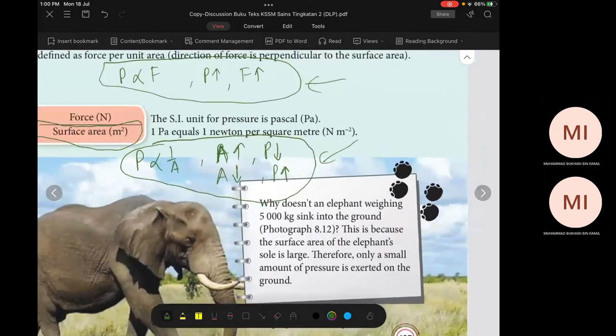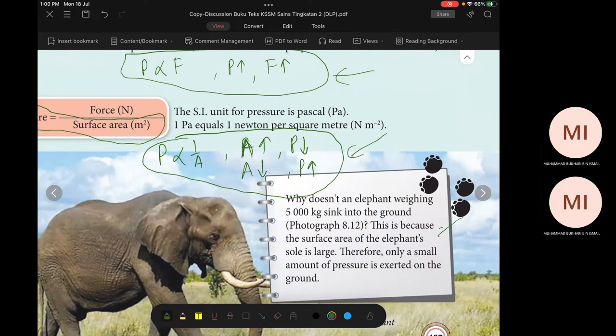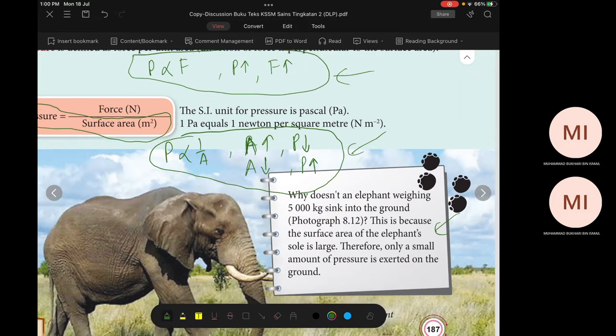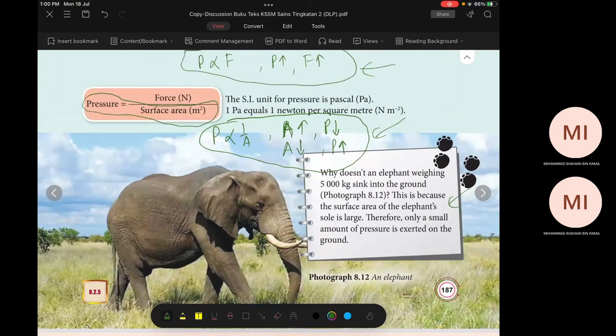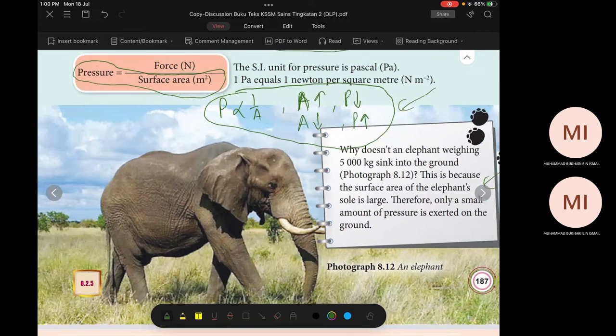Now, let's try to read a question here. Why doesn't an elephant weighing 5,000 kilograms sink into the ground? Okay, that is the question. This elephant is so big, but it doesn't sink into the ground. But if you have a stick, for example, and you push it, the stick will go into the ground, right? Now can you tell me why this happens? The area of the sole of the elephant is big, so it has less pressure. Understand?